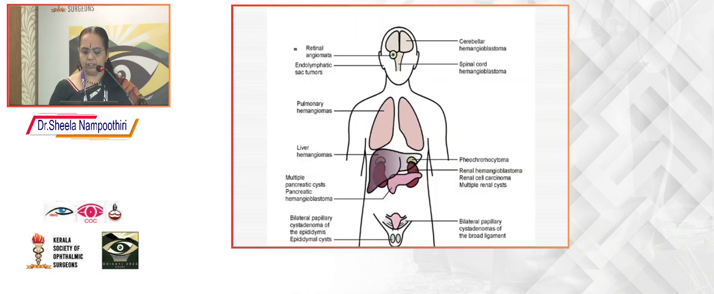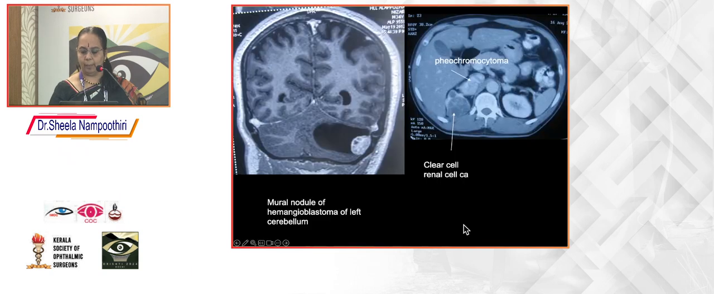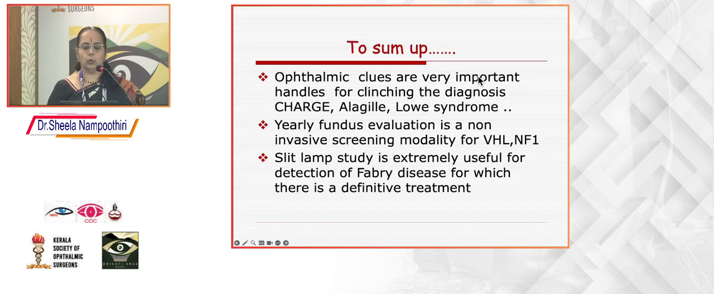This is a multi-organ disease: retinal angioma, cerebral hemangioblastoma, spinal hemangioblastoma, liver hemangioma, and the major important thing is the renal cell carcinoma, pheochromocytoma, and cystadenoma of the testis and also the broad ligament. So this is the mural nodule in the left cerebellum that we can see, and this is the clear cell carcinoma and pheochromocytoma.